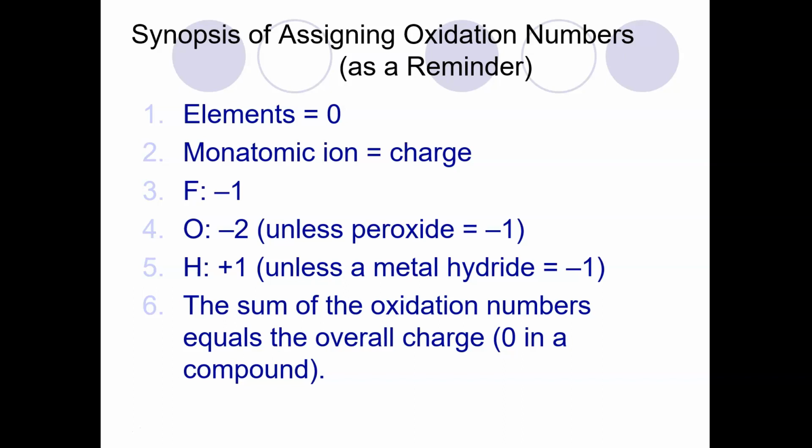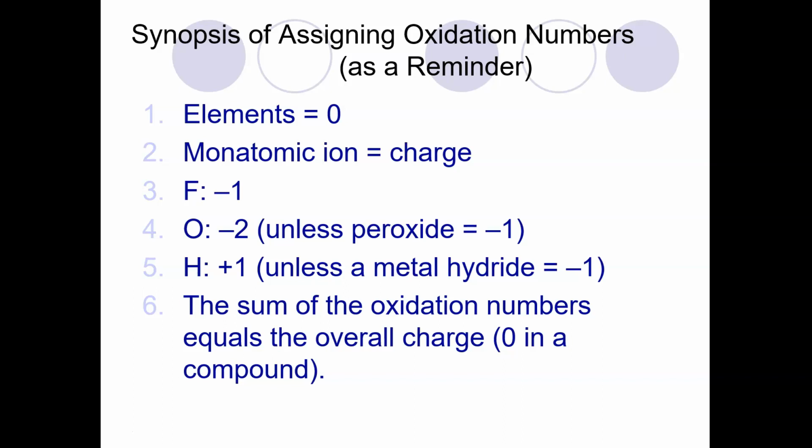It's got the same number of protons as it does electrons. That's the way that the atom was created. So pure elements have an oxidation number of 0. Just a reminder, sometimes pure elements come in groups of 2, like those 7 diatomic elements. That's their pure elemental form, so they still have an oxidation number of 0.